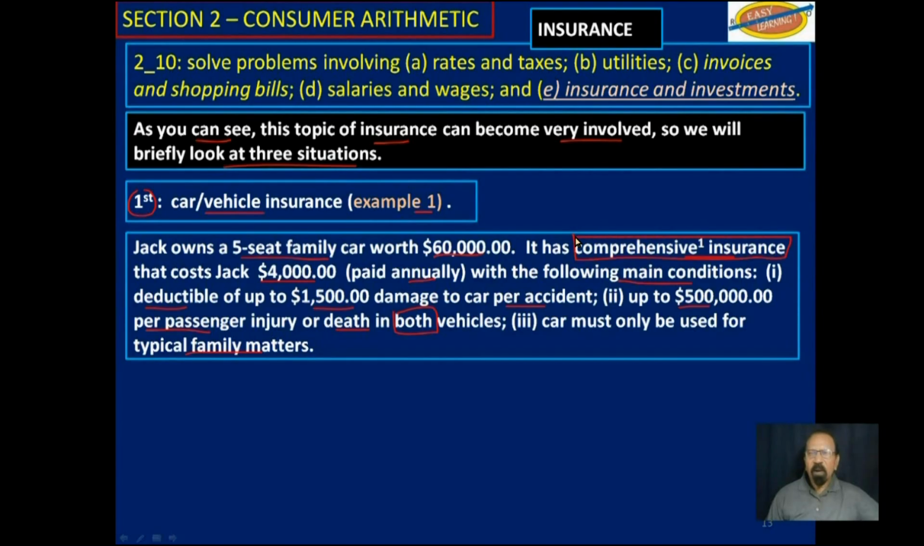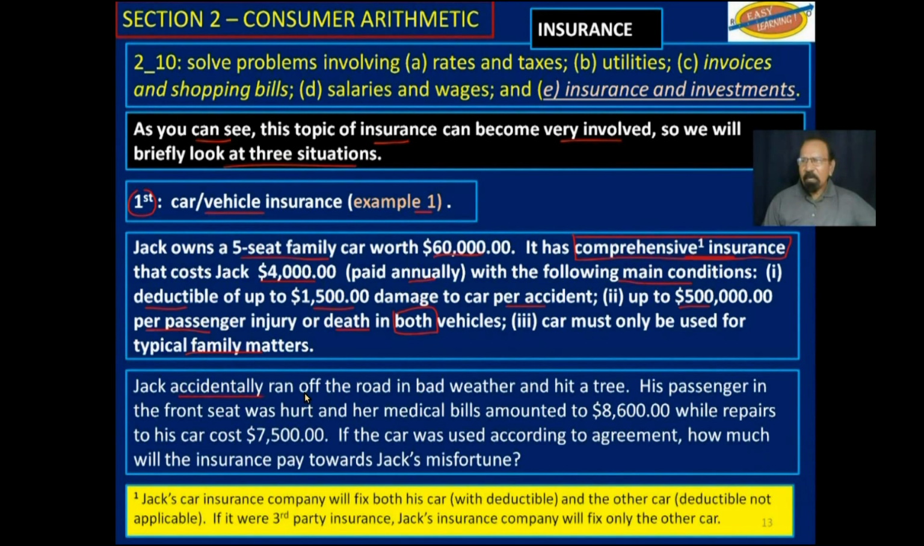Now, I need to say a little about comprehensive insurance. There are two types of car insurance. One is called third party. That is the cheaper one. If you are involved in such an accident, the insurance company will only pay to fix the other car that was involved in the accident. And then there is comprehensive insurance, where the insurance company pays for both cars and injuries in both vehicles. So Jack has comprehensive insurance.